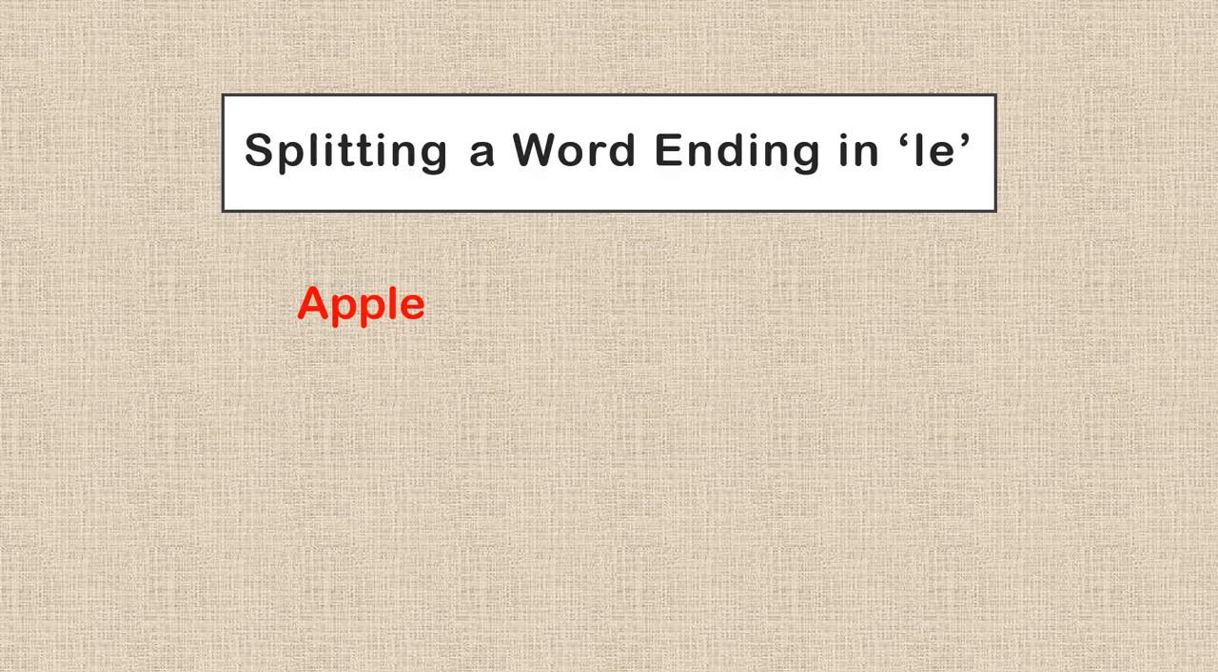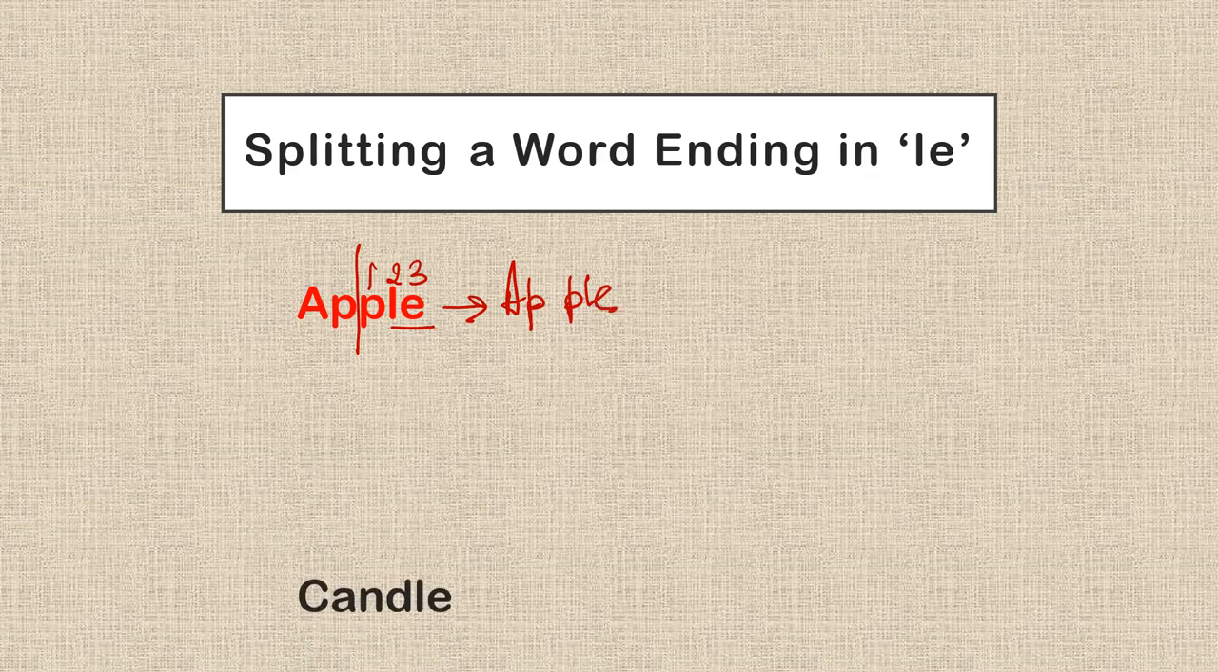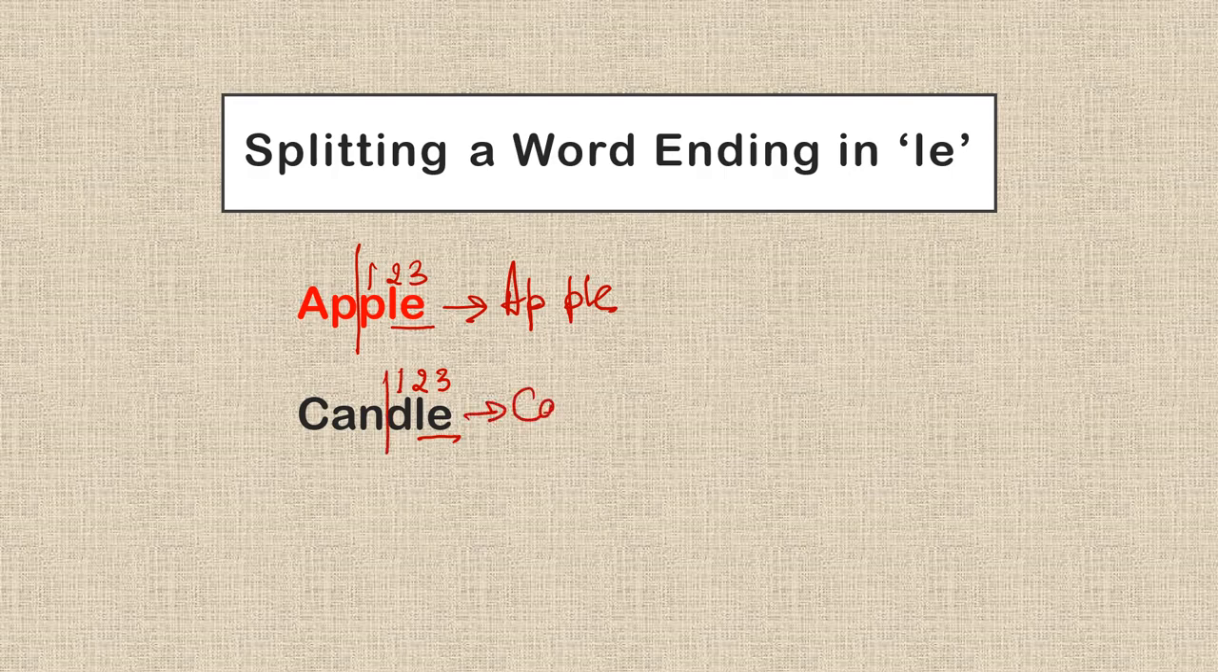Say, for example, we have the word apple. We have the letters LE at the end, so we will count back 3: 3, 2, 1, split. We get ap-ple, a two-syllable word. Then we have another word with LE at the end. We count back 3: 3, 2, 1, split. We get can-dle, a two-syllable word.